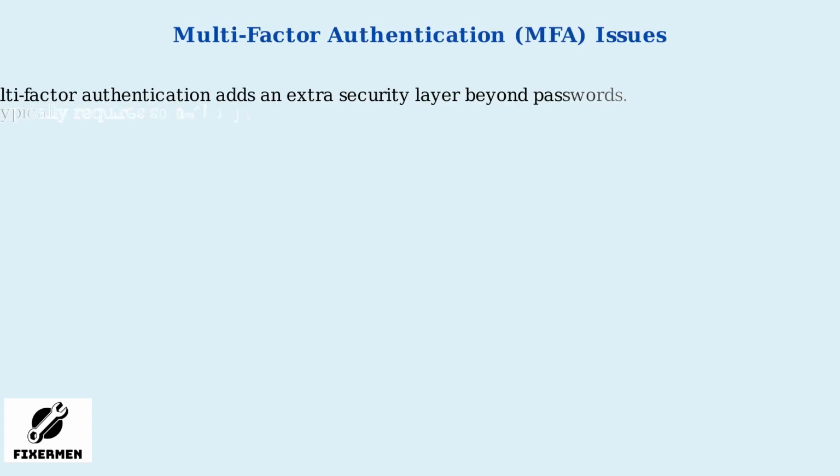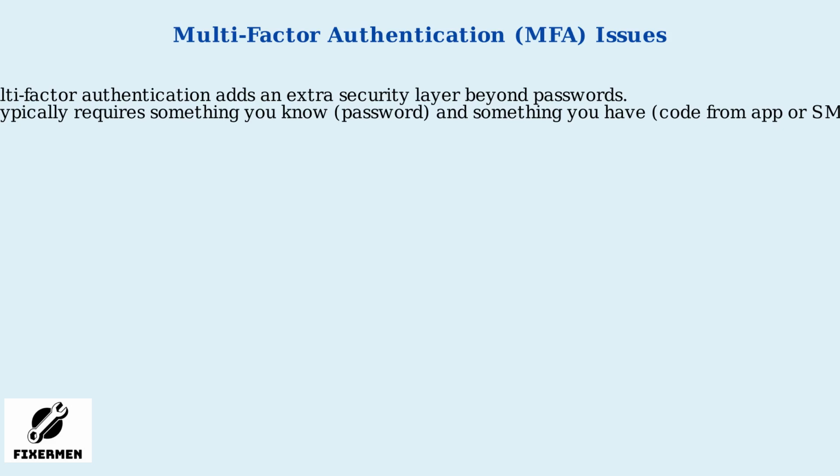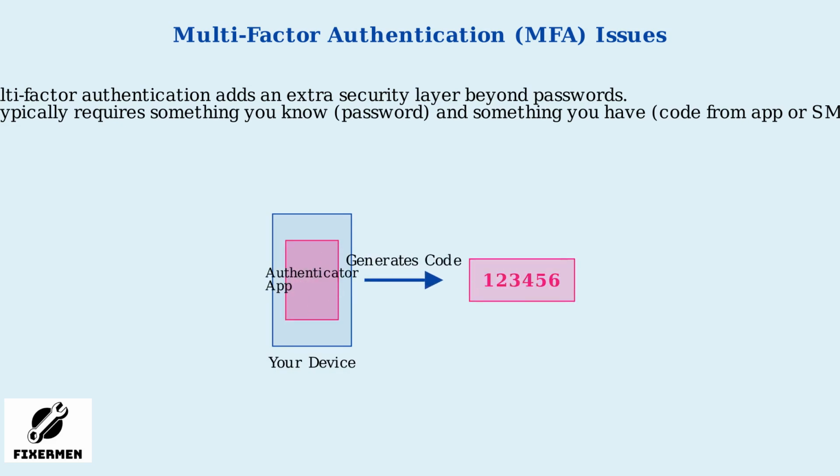Multi-factor authentication, or MFA, adds an extra layer of security to your T-Mobile login by requiring not just a password, but also a verification code from a trusted device. This typically involves an authenticator app, SMS text, or hardware token. Here's how MFA typically works. Your device runs an authenticator app that generates a unique code. When logging in, you enter both your password and this time-sensitive code.